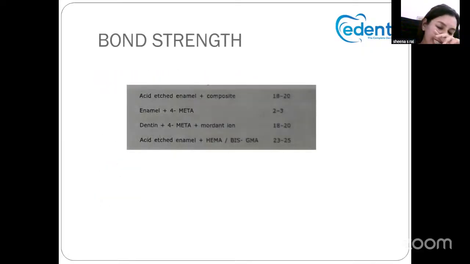Some important thing that you have to memorize with META is the bond strength. Sometimes the question is asked: which combination of META has the largest bond strength? See these options. Sometimes the option might be dentine, enamel, or some other options. Among dentine and enamel, the 4-META shows maximum bond strength to the dentine. So please keep that in mind. It shows maximum bond strength to dentine. Then only it shows bond strength to enamel, followed by the acid etched enamel. So please keep that in mind. Acid etched enamel in its combination with bis-GMA. Please keep that in mind.